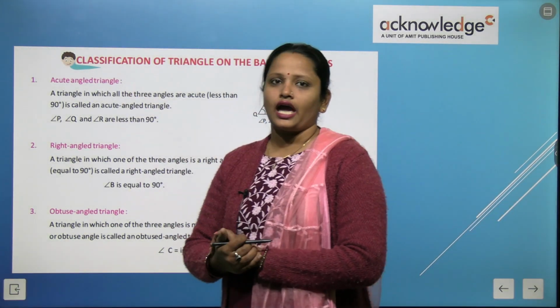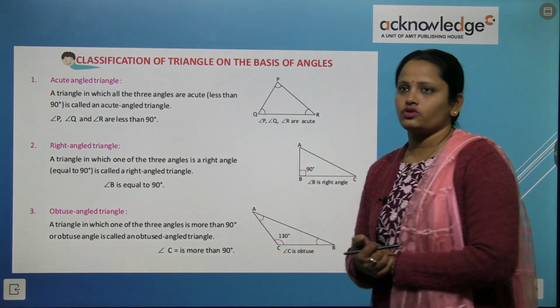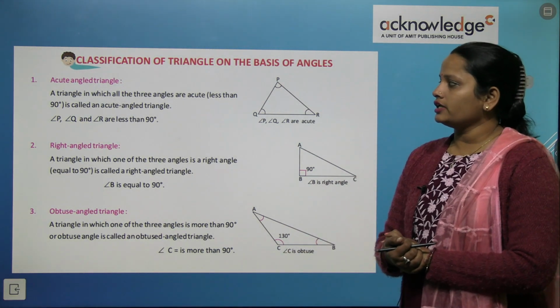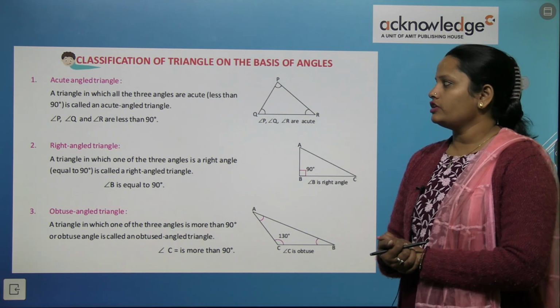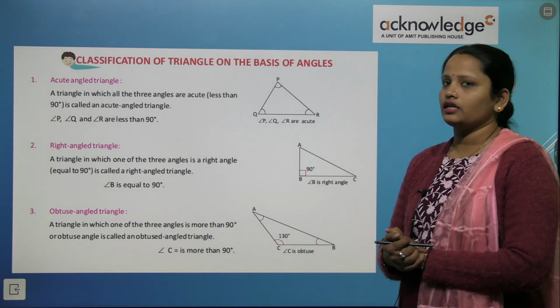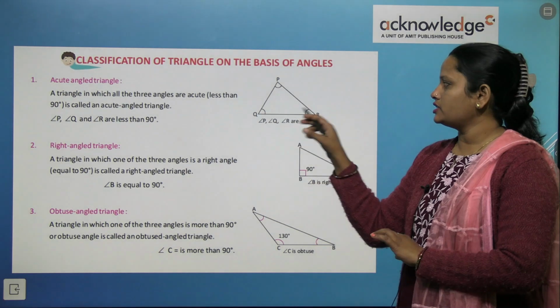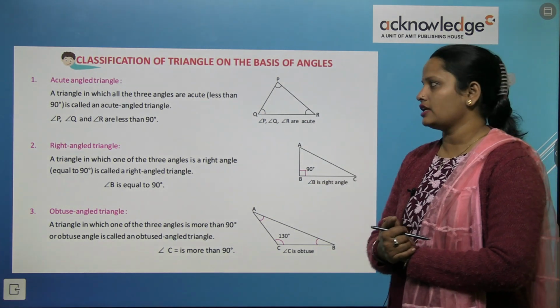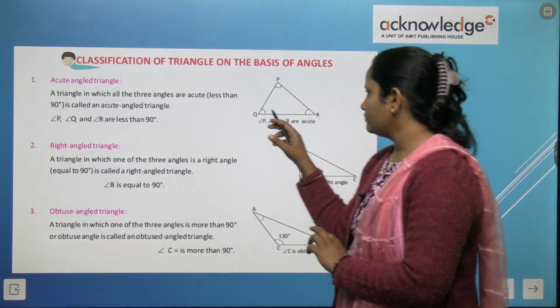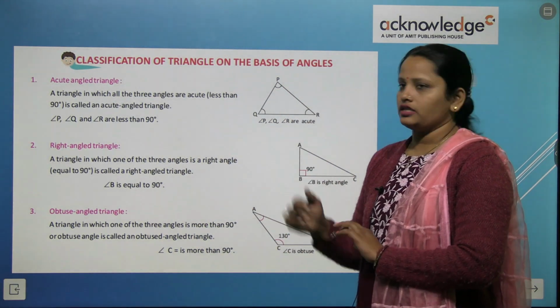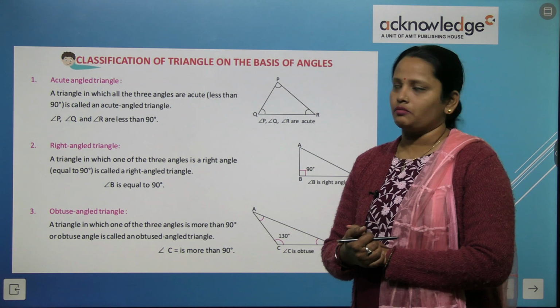The first is the acute angled triangle. So acute triangle क्या होता है? In which all the three angles are acute, which means less than 90 degree. So 90 degree से कम होने चाहिए सारे एंगल्स. ऐसे एंगल को हम एक्यूट एंगल कहते हैं. So here एंगल P, एंगल Q and एंगल R, ये तीनों जो है 90 डिग्री से कम है.